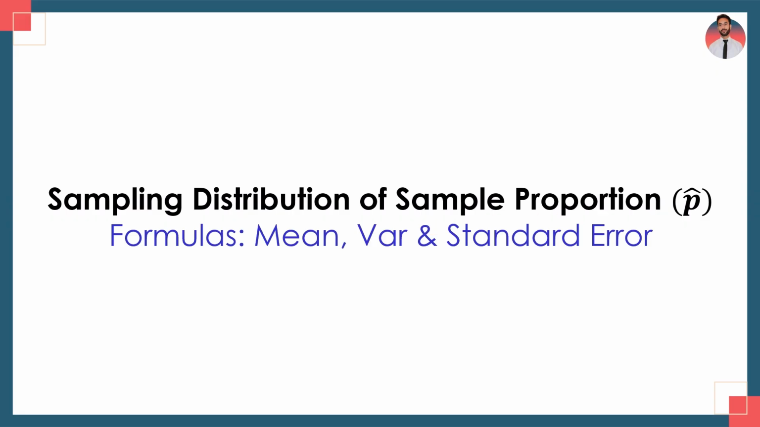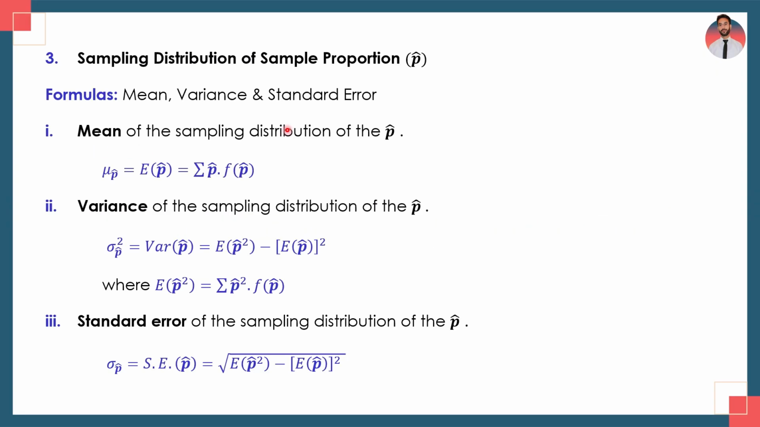Now students, I will discuss mean, variance and standard error formulas for sampling distribution of sample proportions p hat. Now using formula for mean of the sampling distribution of p hat is denoted by mu p hat, which is also denoted by expected value of p hat. और now students इसको open करेंगे summation sign with p hat और इसकी relative frequency f of p hat से इसको multiply कर देंगे और इसका sum calculate करेंगे. This is the formula for the mean of the sampling distribution of p hat.